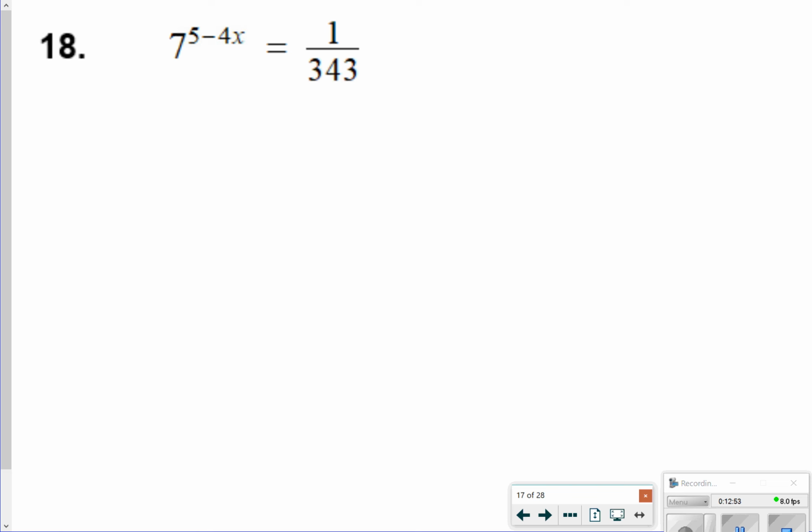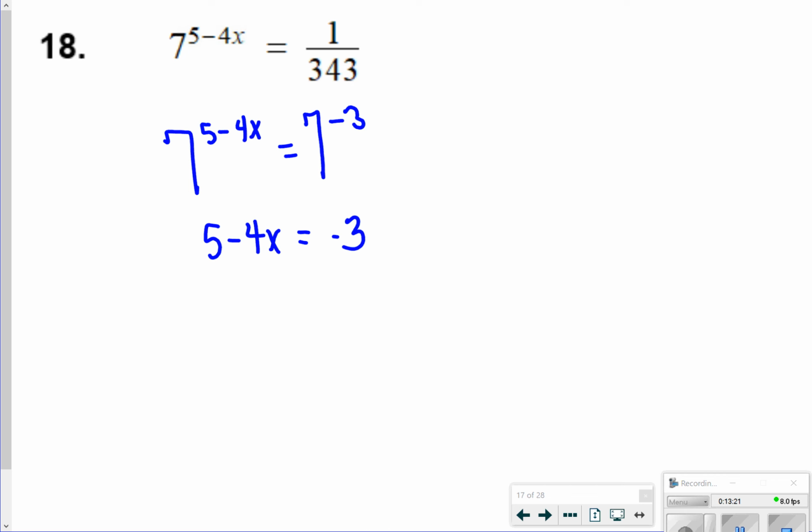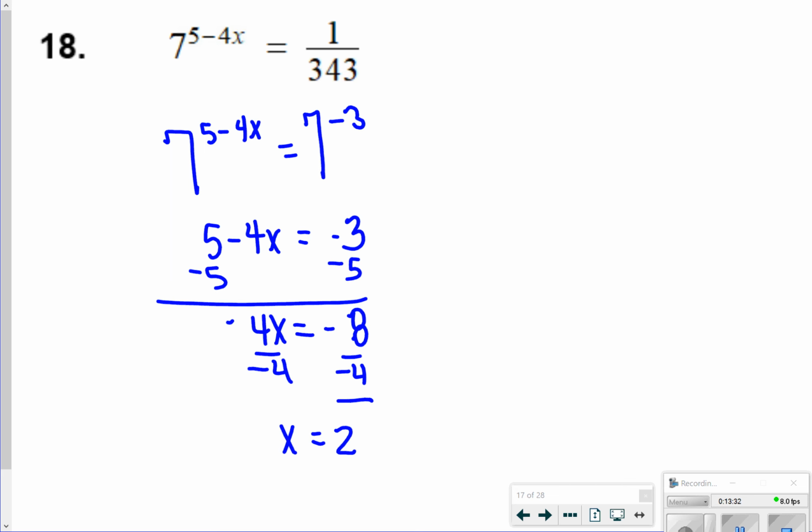For number 18, again, we want the same base. Again, we start off with a 7 over here, and I know 7 can be made into 343. It probably will just need to be made into a negative exponent again. So 1 over 343 is the same thing as 7 to the negative 3rd power. So now I have 7 to the 5 minus 4x power and 7 to the negative 3rd power, which means now I can write them as equivalent equations. I'm going to go ahead and subtract 5 from both sides and get negative 4x is equal to negative 8. And once I divide by negative 4 on both sides, x is equal to a positive 2.